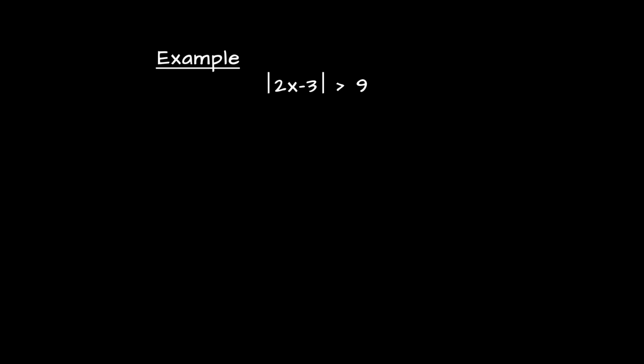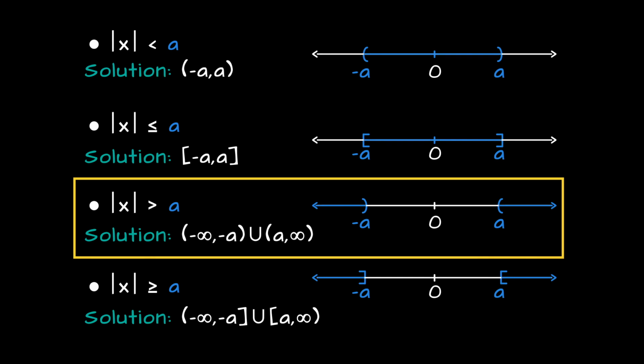What we'd like to do here is solve the inequality the absolute value of 2x minus 3 is greater than 9. To understand how to proceed, let's go back to our list of general inequalities involving absolute values and take a look at the third item in the list. Notice that the solution of the inequality the absolute value of x is greater than a consists of all numbers x that are less than negative a or greater than positive a.